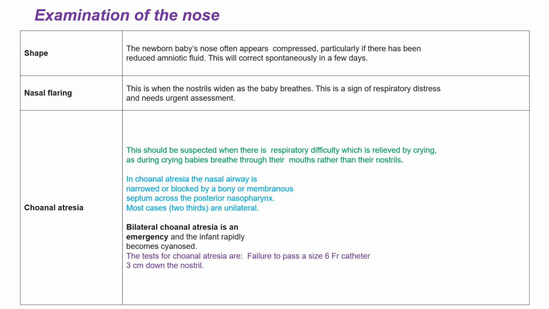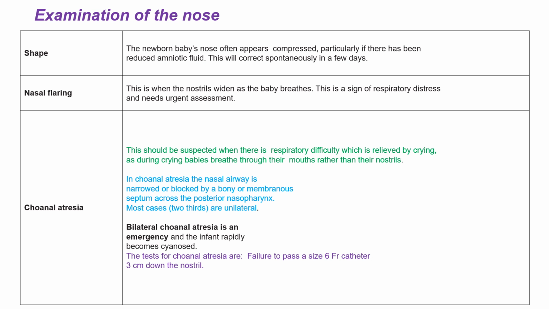Nasal flaring is when the nostrils widen as the baby breathes. This is a sign of respiratory distress and needs urgent assessment. Choanal atresia should be suspected when there is respiratory difficulty which is relieved by crying, as during crying babies breathe through their mouth rather than their nostrils, and the respiratory distress worsens when the baby breastfeeds. So, a respiratory difficulty which is relieved by crying and worsened by breastfeeding is highly likely choanal atresia.